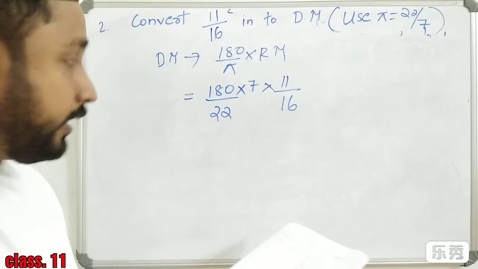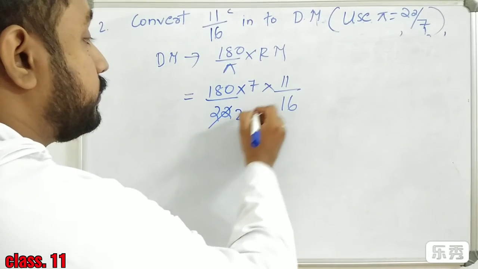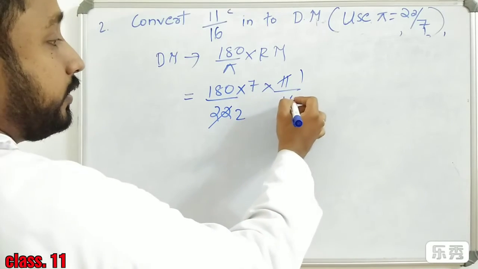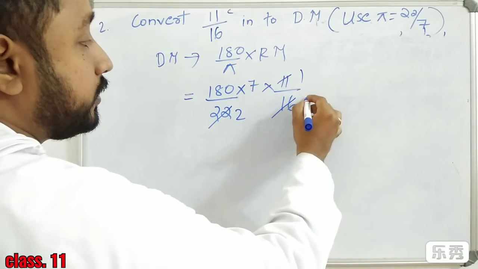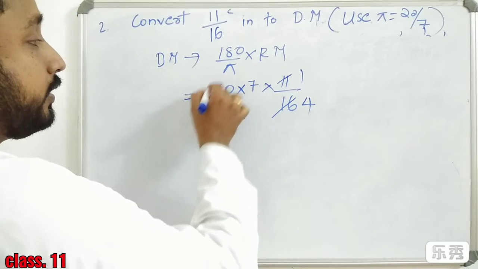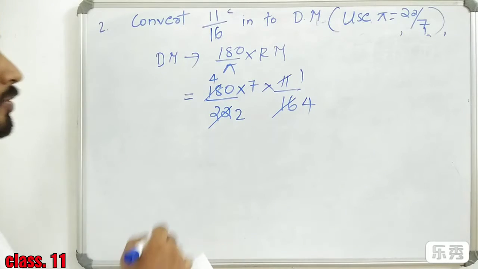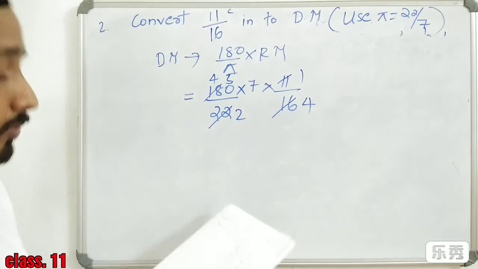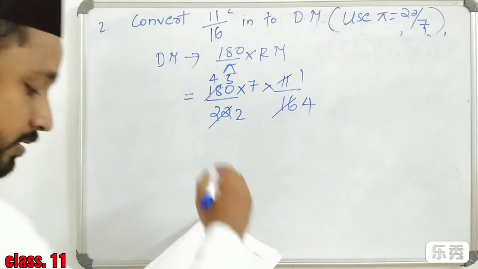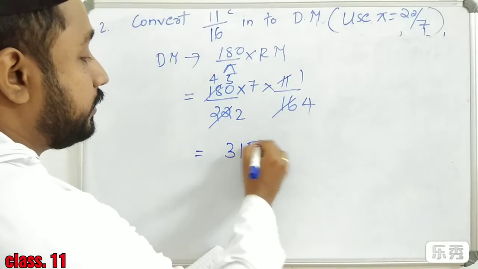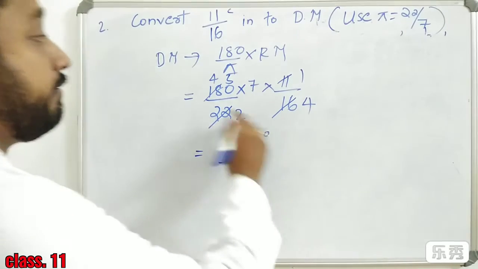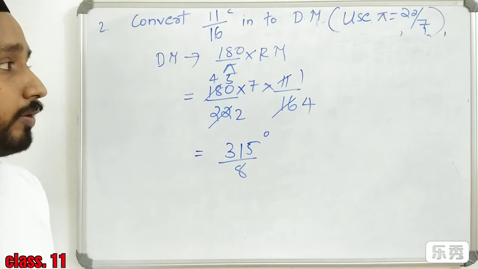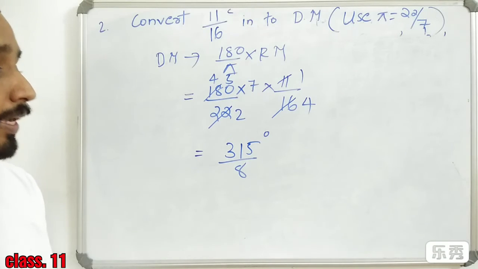We can cut 11 and 22 2 times, here 1, then also 16 and 180. With the 4 we got 4, here we got 4, remainder 2, 45. So 45 into 7 by 2 into 4, which is equal to 315 by 8. 315 by 8 degree. When we calculate this, 180 by 22 into 7 into 11 by 16, after cutting the common factors, we will get 315 by 8 degree.